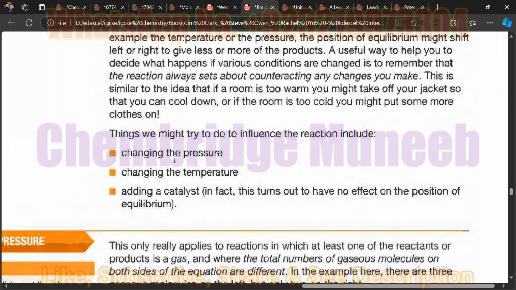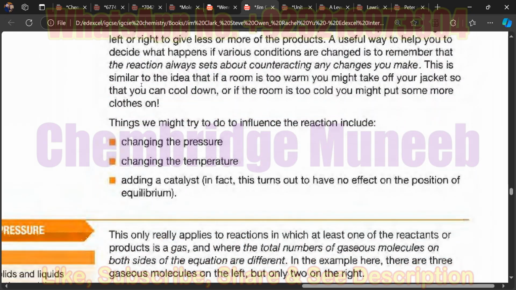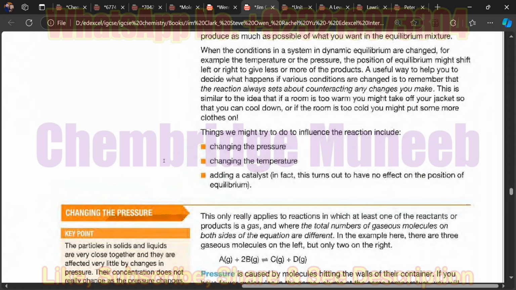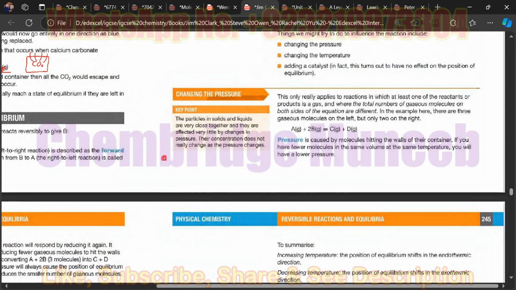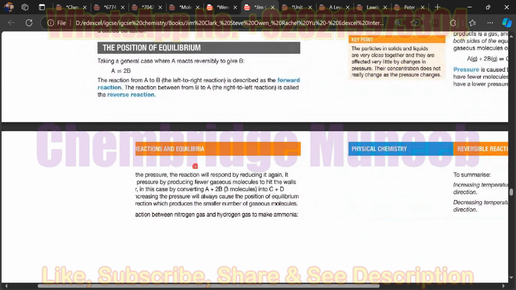Yes. Okay. The next topic is how to predict the effect of changing conditions on the position of equilibrium, and in this topic we have different factors like changing the pressure, changing the temperature, and adding the catalyst. So I think I should start this in the next class. What do you say?